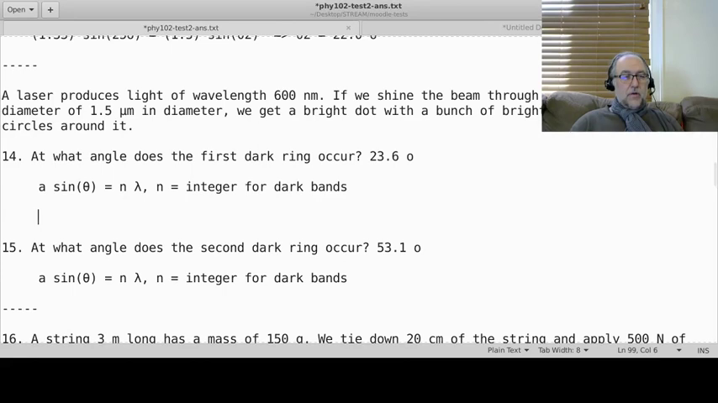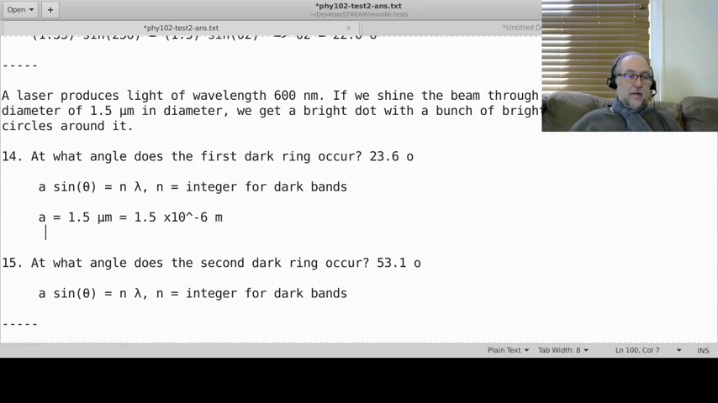And we have a here. a is the size of the hole, which is 1.5 micrometers. Now, this is kind of an easy problem, but if you don't remember what micrometers and nanometers are, then you're in trouble. A micrometer is times 10 to the minus 6 meters, like that. And theta is what we're solving for.